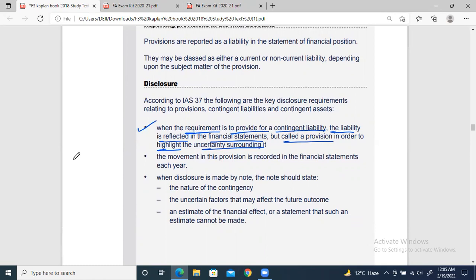We need to tell the complete details to the shareholder in the disclosure. Then secondly, the movement in this provision is recorded in the financial statements.